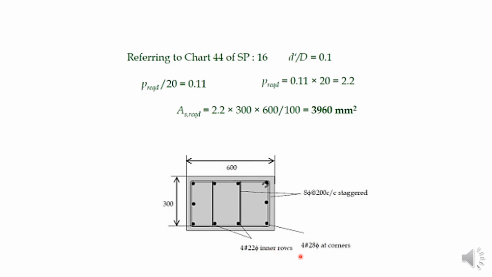In the inner rows we give a spacing of 200 mm center to center. So this is the reinforcement arrangement of the rectangular section, having a size of 600 by 300. So this is all about the design problem of the rectangular column section.